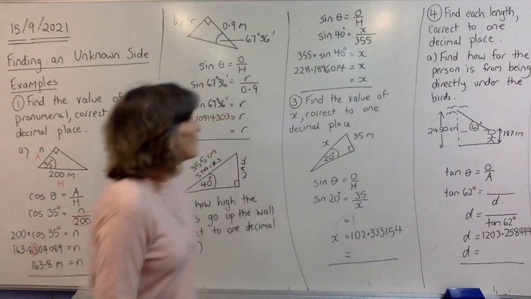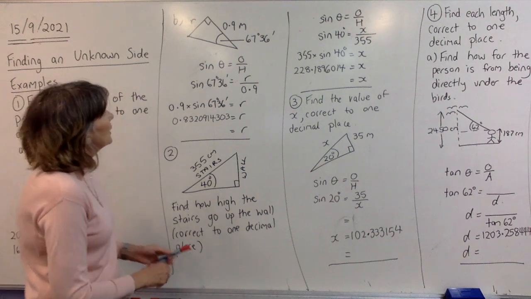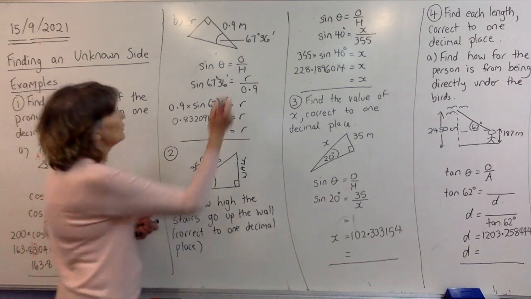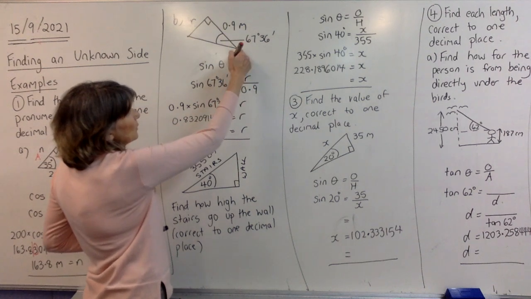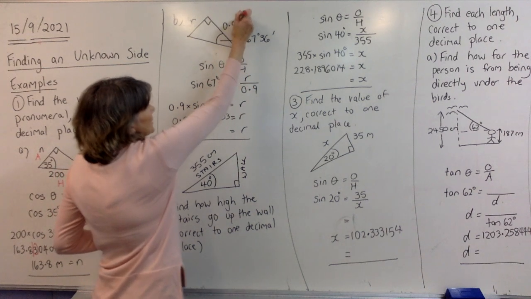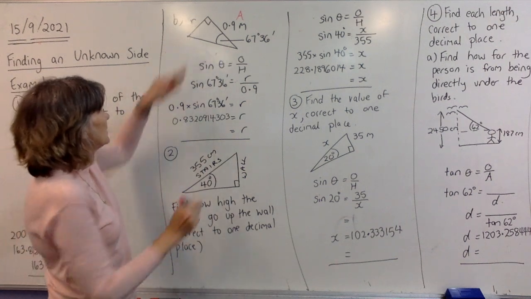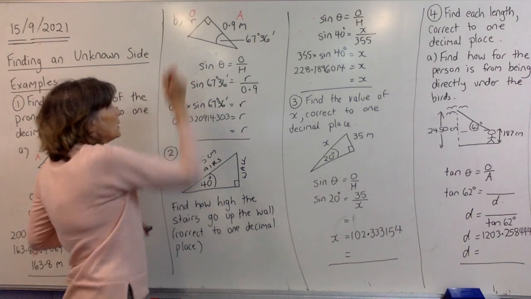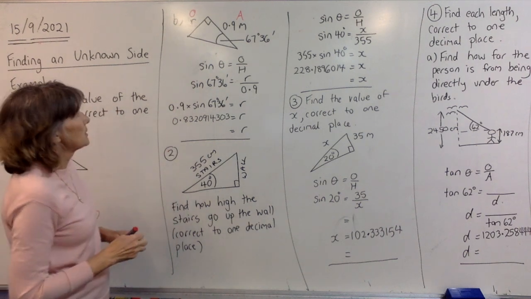All right, looking at the next question. So in this one here, we're going to label any side they've given us. So that one there, if we label it compared to the angle we have, that is the adjacent side. We've been asked to find R, and that is the side opposite that angle. So write those on with your red pen so you can't make any mistakes with this.